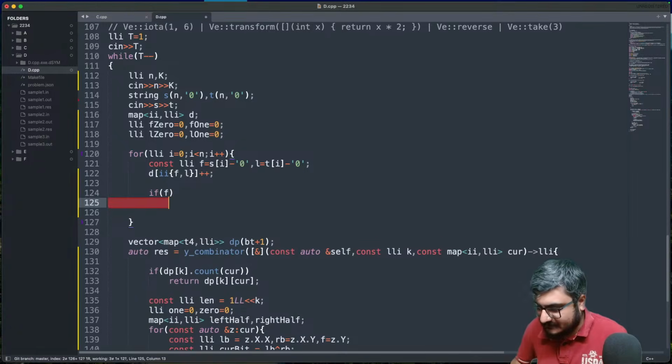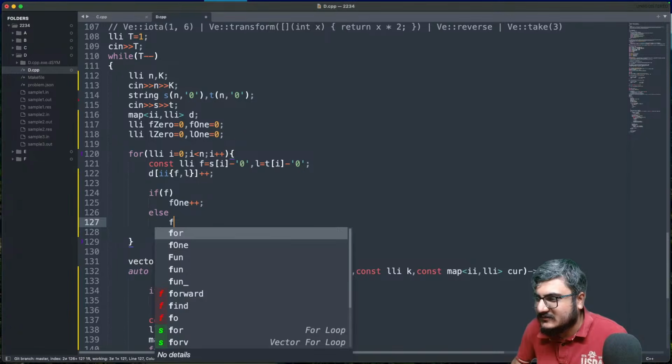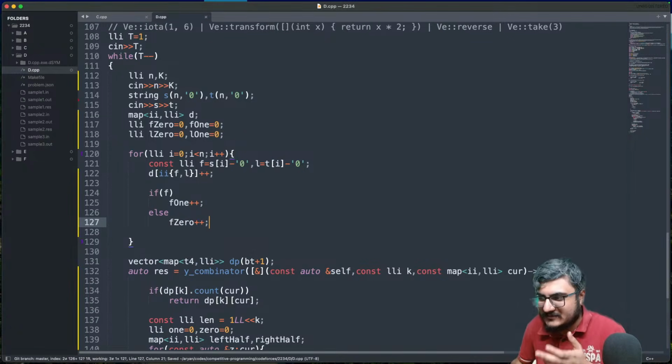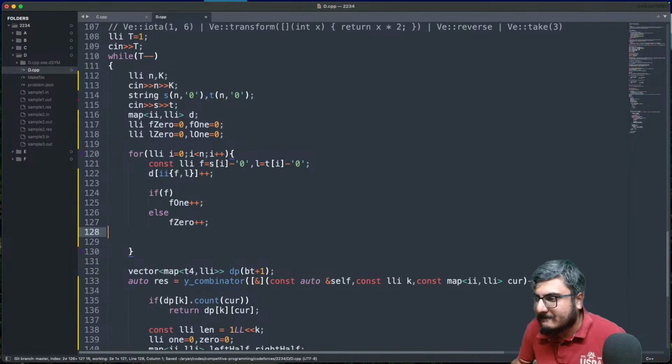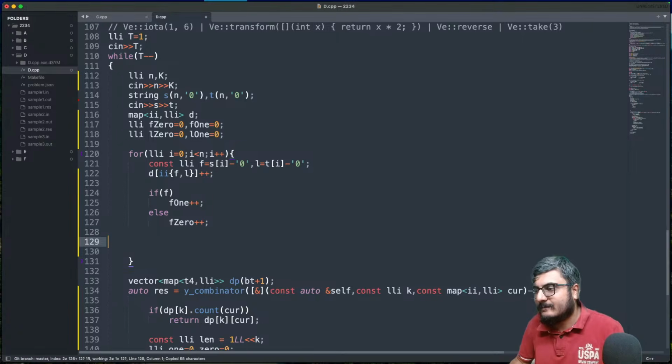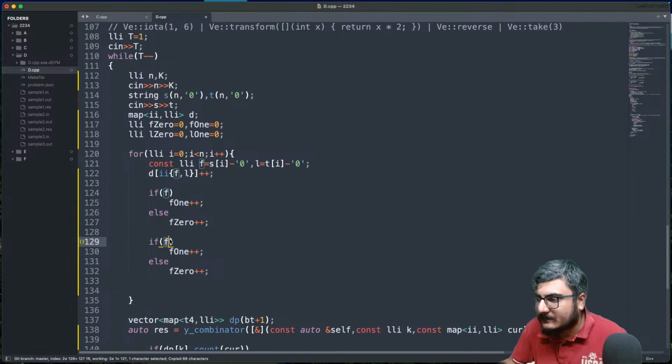If f is 1, f1 plus plus, and f0. Like f is for the first number, and L is for the last number.